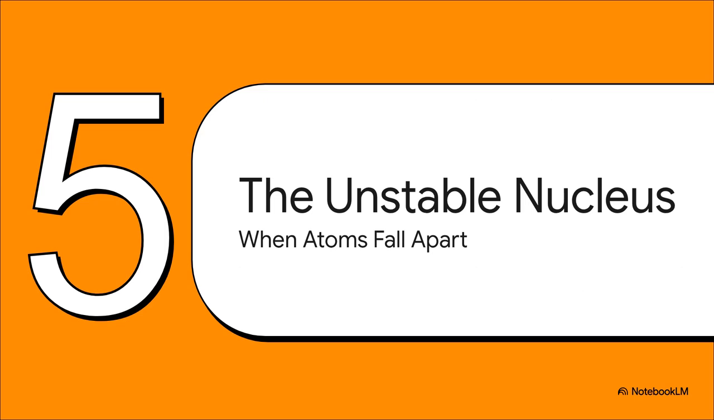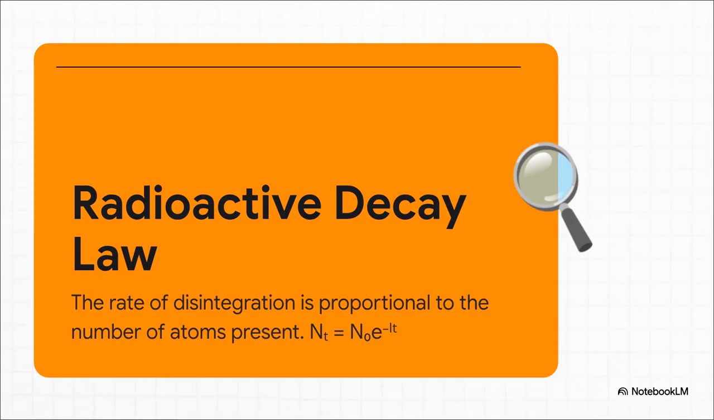But that's all about what's happening on the outside of the atom. Now we need to shift our focus to the very center. What happens when the nucleus itself is unstable? Well, that's when we get radioactive decay. The basic idea behind radioactive decay is that it's all about probability. You can't predict when any single atom will fall apart, but you can say that the rate of decay for a whole chunk of material depends on how many atoms you have. The more radioactive atoms you start with, the more decays you'll see every second.